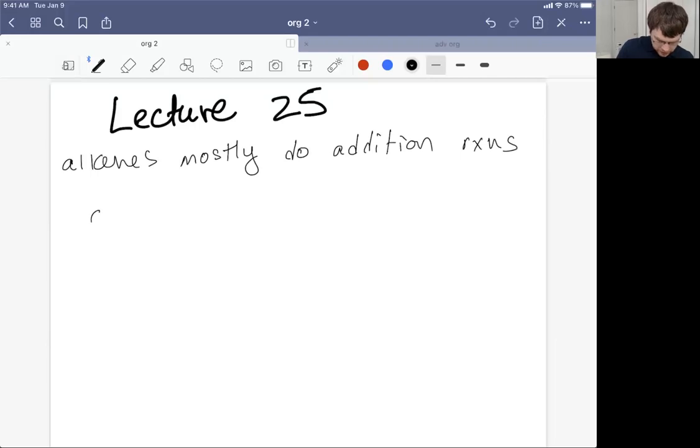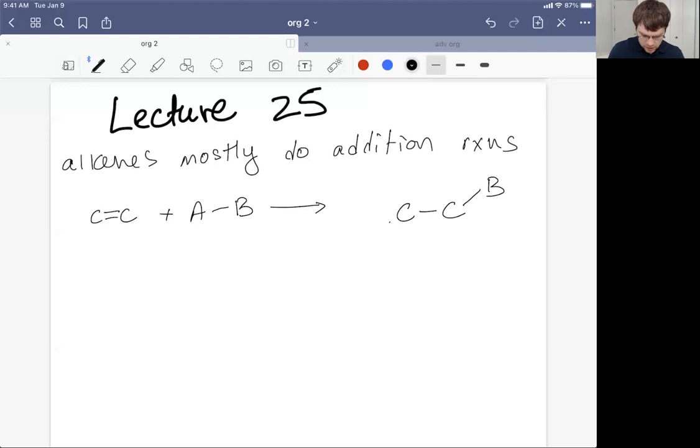And what I mean by that is if we take our alkene and we add it to some sort of molecule, let's call that molecule AB. A lot of times, what we'll see is that the carbon-carbon double bond will convert into a carbon-carbon single bond. And then the A and the B will break. One will add to one side of what was the alkene, and then the other will add to the other side of the alkene. Okay, so that's the general reaction.